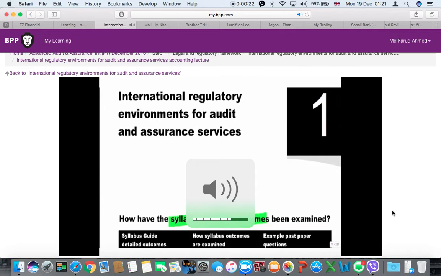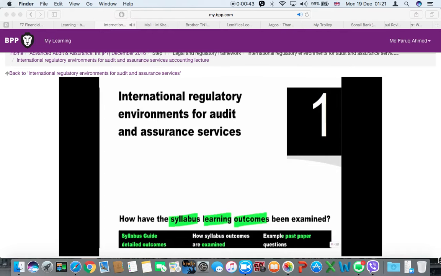exam itself. So you'll see a list on every front page of every chapter of syllabus guide detailed outcomes, and then we'll get some examples of how each of these different syllabus outcomes has been examined and which particular past paper you will have been able to find them in. So for this chapter, for example, the key thing we're going to focus upon will be the importance of things such as laws and regulations and money laundering.